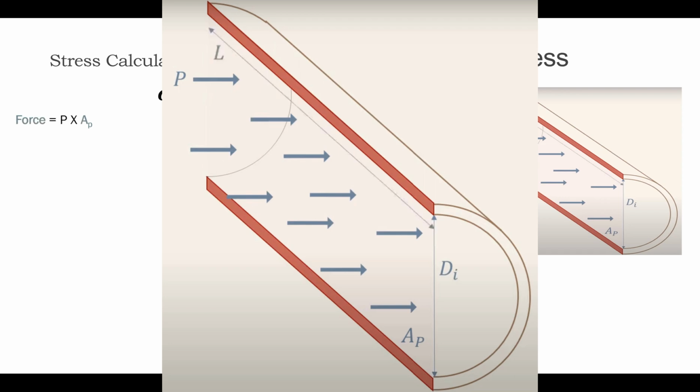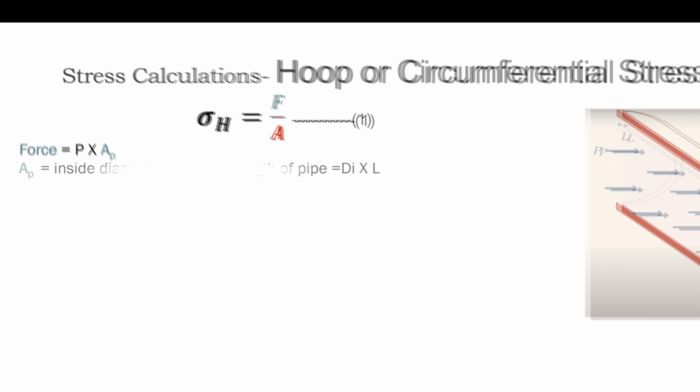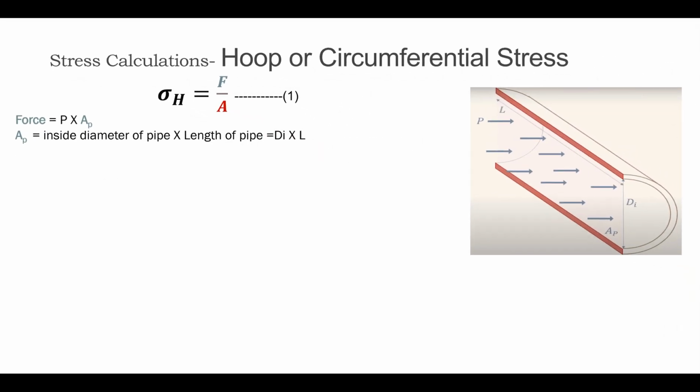Hence, the force is equal to the internal pressure applied at the area AP, which is the inside diameter of the pipe. Now, AP is the inside diameter of the pipe multiplied by the length of the pipe, which is L. So area AP is equal to Di into L. Now the force F is equal to P into Di into L. This is equation number 2.